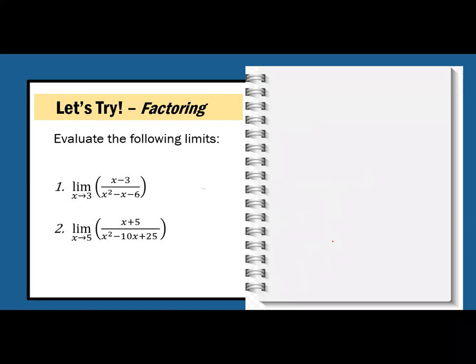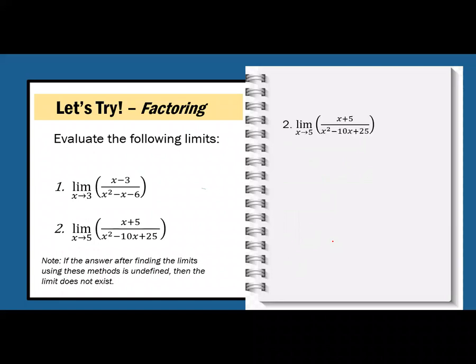How about in number 2? For number 2, we are asked to get the limit of x plus 5 over x squared minus 10x plus 5 as x approaches 5. Since the denominator can be factored, we can do it first, so that we can check if there are terms that can be cancelled out. So the factors of our denominator are x minus 5 times x minus 5. And with this, there are no terms that can be cancelled.